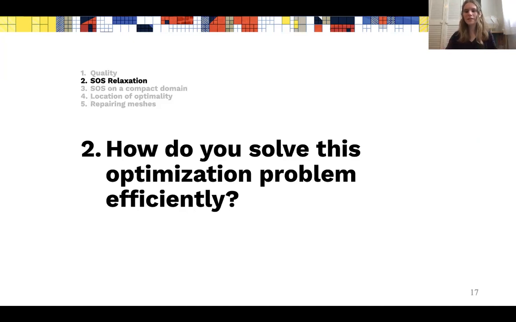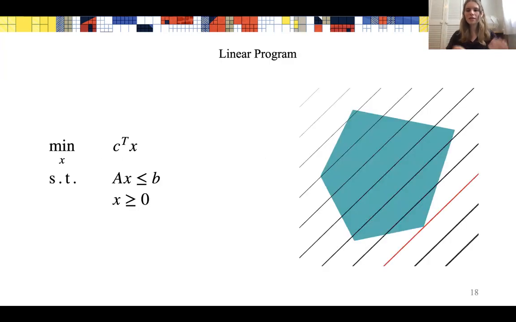All right, so now we have a way to represent hex quality as an optimization problem. But how do we actually solve this? Well, we can look at the types of optimization problems that are easy for us to solve. And one of the most basic is a linear program. A linear program has a feasible set that's a convex polytope. And the convexity of this set is one of the things that makes it so easy to solve.